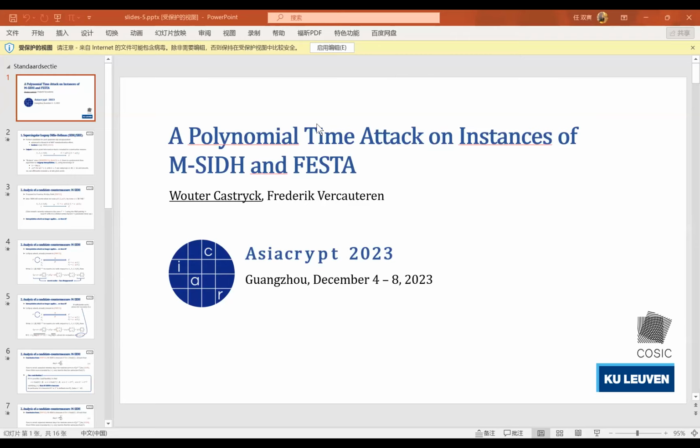In FESTA, it is possible to choose very bad bases. So we call the basis P1, P2 of the encryption bad if the matrix of sigma with respect to the relevant basis is as written here. This should not only be with respect to P1 and P2, but also.